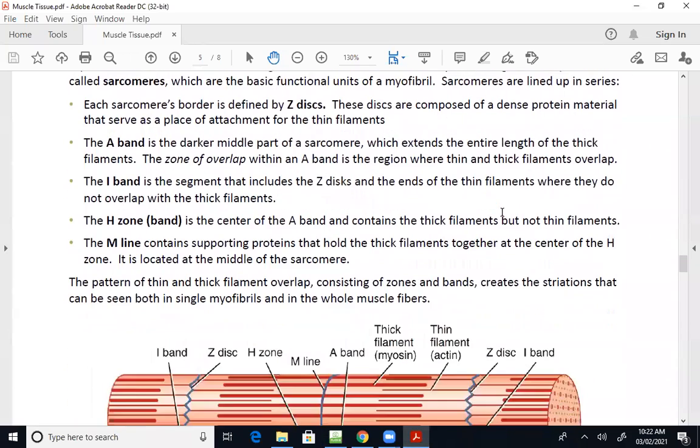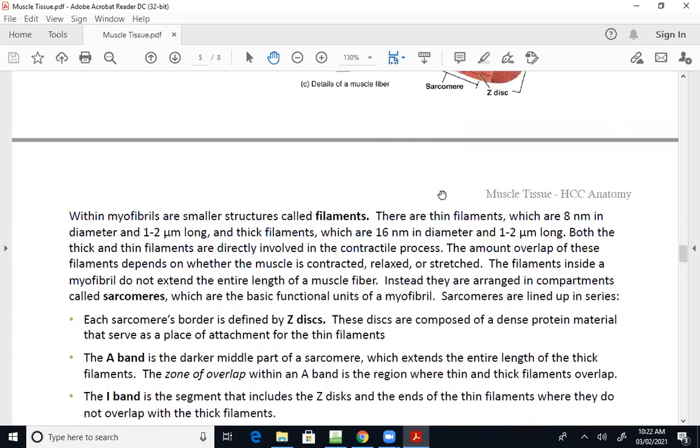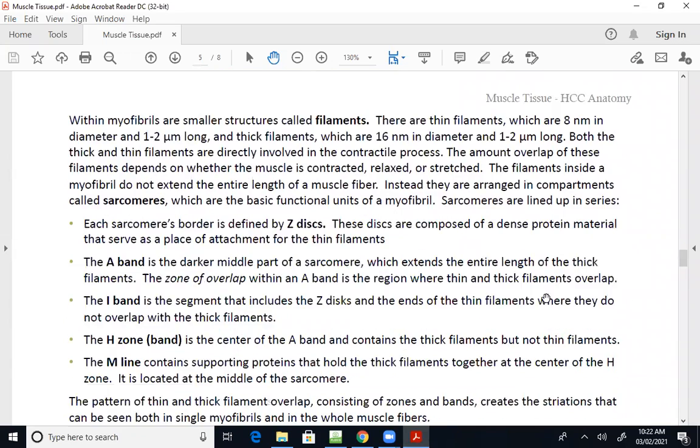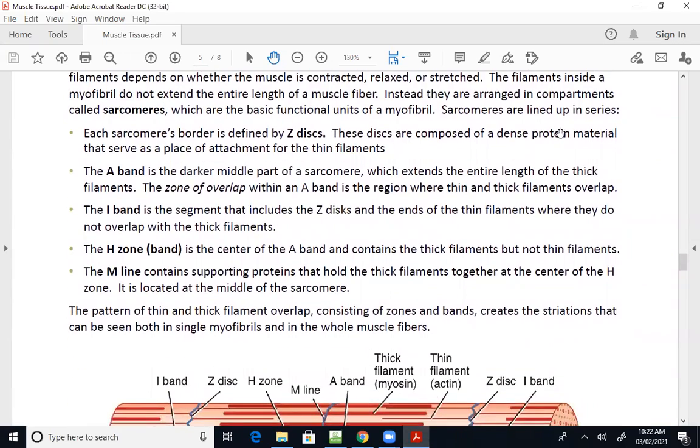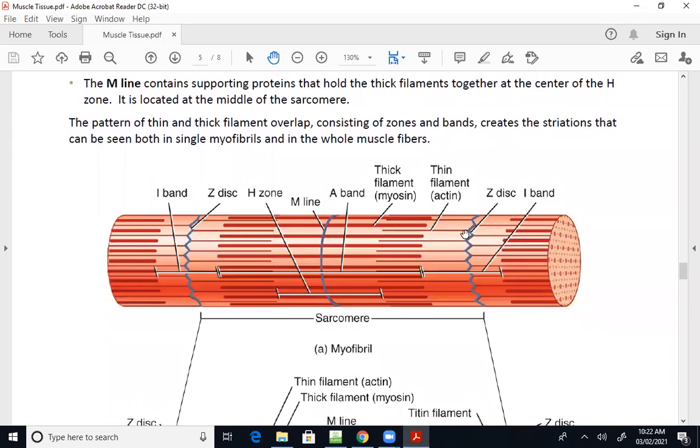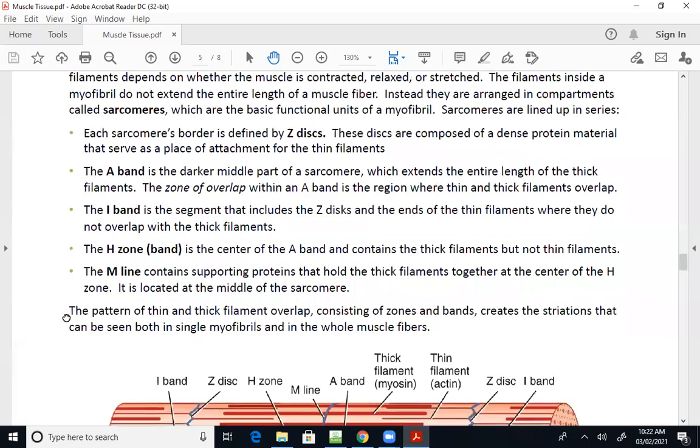Let's talk about the structural makeup of a sarcomere. Each border of a sarcomere is defined by what we call Z-discs, which we see here at the bottom. We also saw one labeled here in the previous picture. These are composed of dense protein material serving as a point of attachment for the thin filaments. Notice the thin filaments directly connected to the zigzag line, that is Z-disc. If you think zigzag, pretty easy, both those words begin with the letter Z. Connected to that zigzag line is the thin filament, okay?